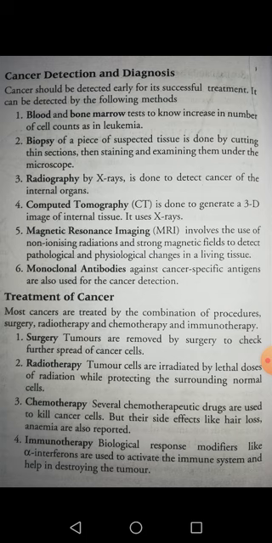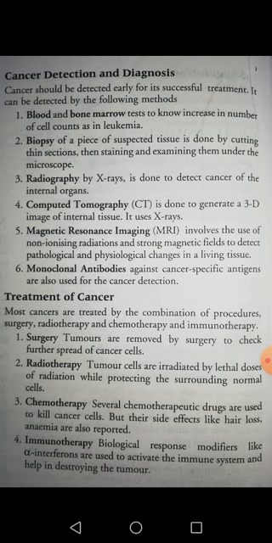It involves the use of non-ionizing radiations and a strong magnetic field to detect pathological or physiological change in the living tissue. So basically in MRI we are going to use non-ionizing radiation as well as a strong magnetic field. With the help of it we are going to detect if there is any pathological or physiological change in a normal cell. If there is a change, we can consider it as a cancerous cell or cancerous tissue.